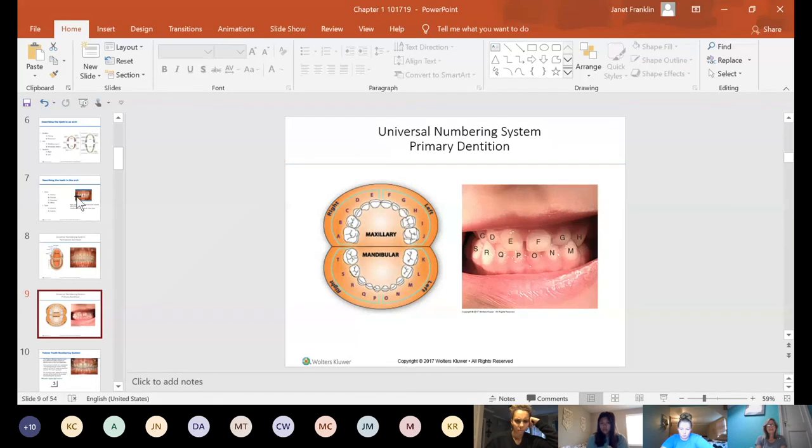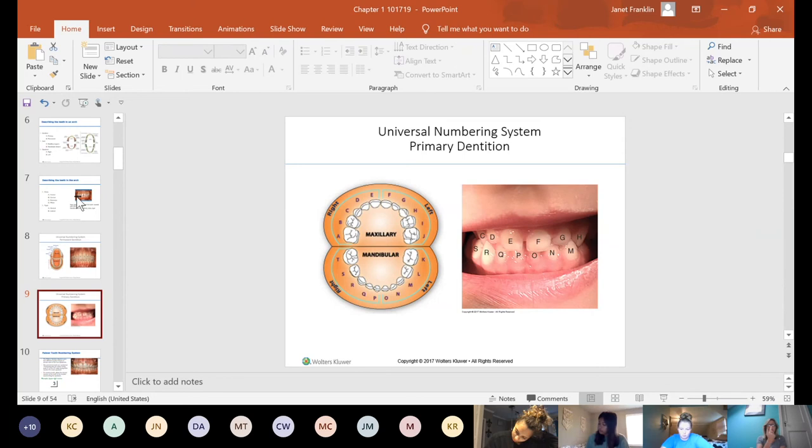Anybody have questions? Okay. So the primary dentition has what we call the universal numbering system as well, but the primary dentition is done with letters of the alphabet. A primary dentition only has 20 teeth, so there's not as many to remember. They do not have premolars. The primary dentition only has incisors, canines, and molars. And they only have 2 molars in each quadrant, not 3. So that's where you pick up teeth along the way. That's how you get from 20 to 32 when you become a permanent dentition person.